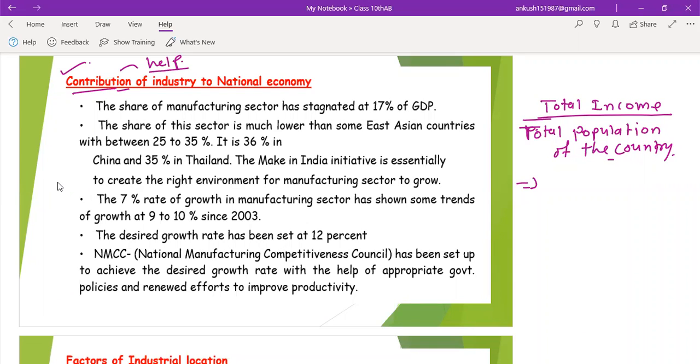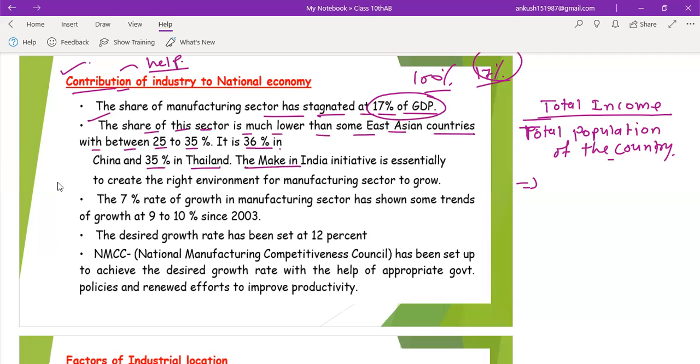So the share of manufacturing sector has stagnated there at 17% of GDP. Means overall GDP, if suppose there is 100% GDP, so definitely 17% GDP is being generated through manufacturing sector or manufacturing industries. Second thing is, the share of this sector is much lower than some East Asian countries, with between 25 to 35%. It is 36% in China and 35% in Thailand.